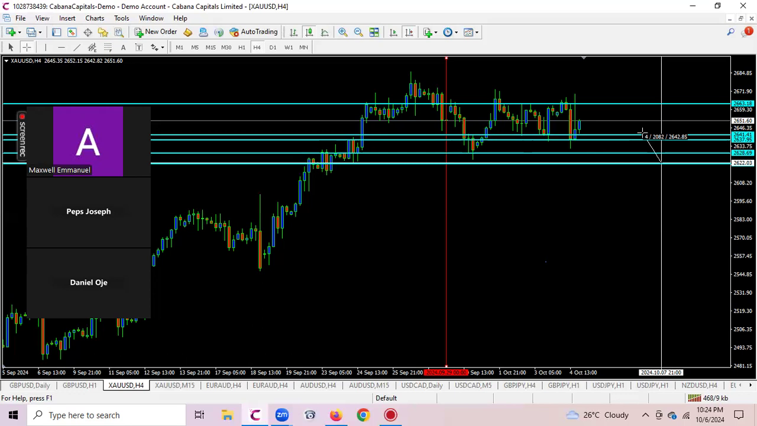Okay, so that is it for gold. With what I'm seeing on gold, gold is still going to go bullish before going bearish. So that's my take on gold.